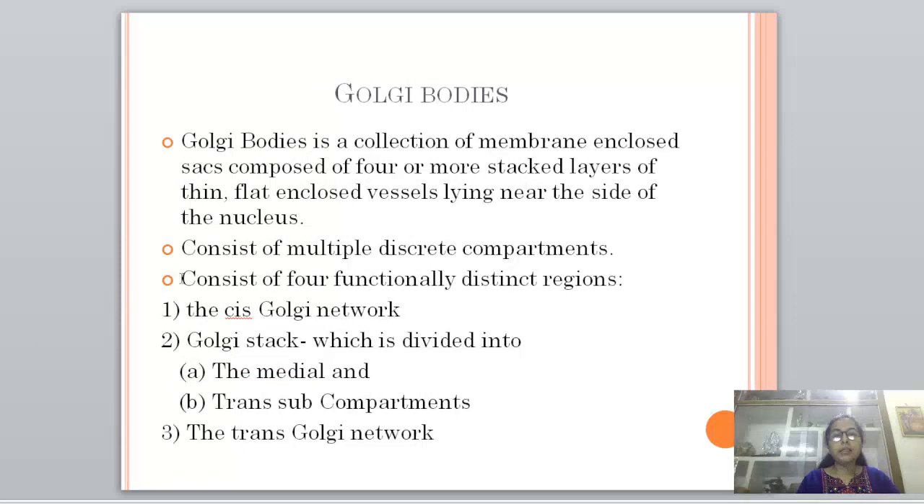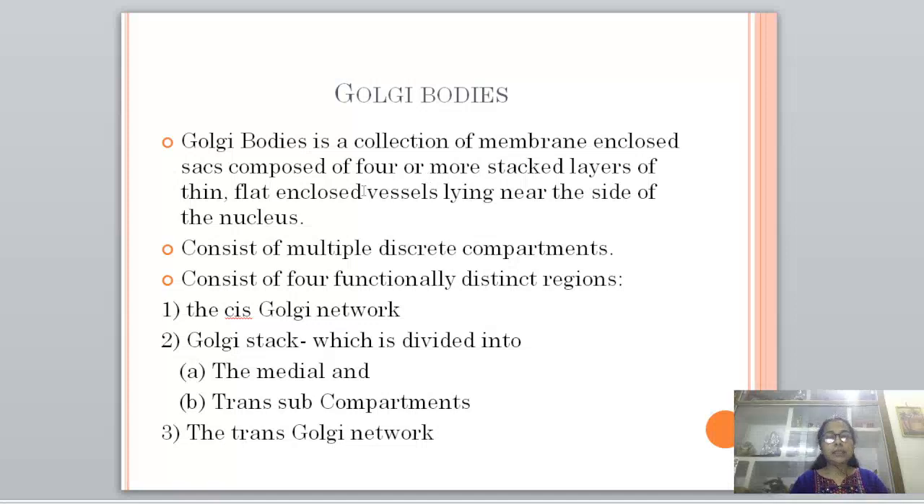Golgi bodies are a collection of membrane enclosed sacs composed of 4 or more stacked layers of thin flat enclosed vessels lying near the side of the nucleus. So it has multiple discrete compartments. It's layered very much, stacked layers. Thin flat enclosed vessels, and consists of 4 functionally distinct regions.